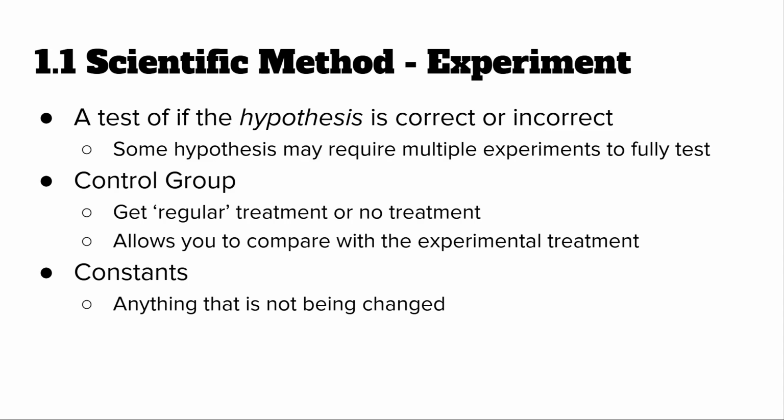As part of that, there are a few things I want you to know. The first is a control group. A control group is just a regular treatment, or they don't get whatever the experiment is. It is an unchanged test, right? And it gives us a baseline to compare the actual experiment to. Don't get that confused with a constant, which is just anything that is not being changed, right? So if your control group and your experimental group are both in the same room, they probably have the same temperature, they probably have the same light, they probably have the same humidity, wind, all those things could be examples of constants.